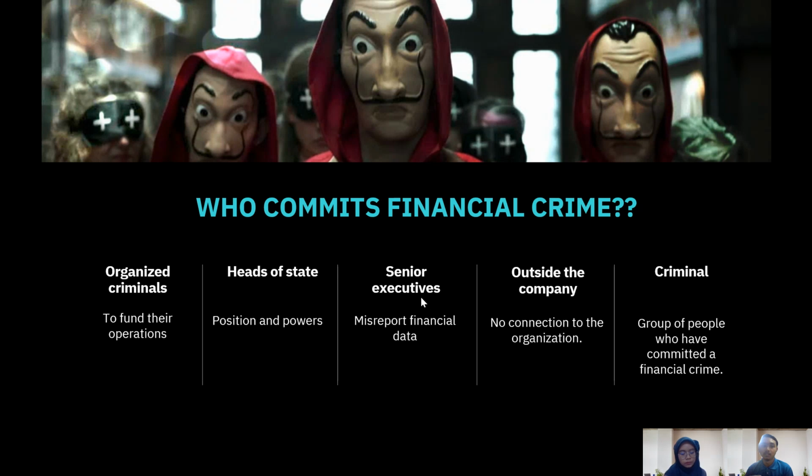Okay. And then heads of state, corrupt heads of state may use their position and power to loot the coffers of their countries. So head of state ni jawatan ada kuasa untuk menggelapkan duit untuk kepentingan diri sendiri maupun orang terdekat dengan dia lah. And then kita ada senior executive. Okay. Business leader or senior executive will manipulate or misreport financial data in order to misrepresent a company's financial position. So macam senior executive ni apa yang saya faham, dia boleh ada dua tujuan.